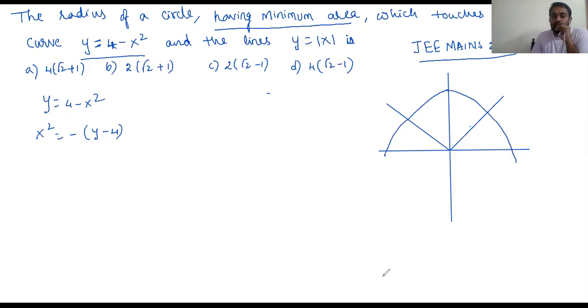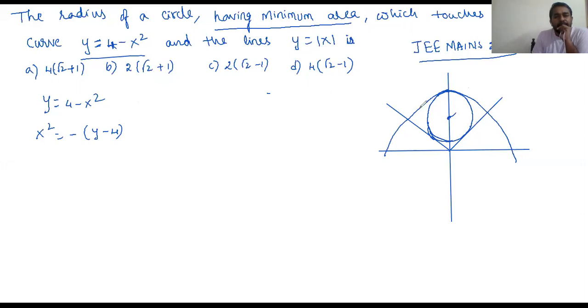So what they're asking about is a circle which touches this parabola and both the lines, and they're talking about minimum area. So this is the circle they want. So what is the radius of this circle? That's what they want. So first, without any formulas, we'll identify this.